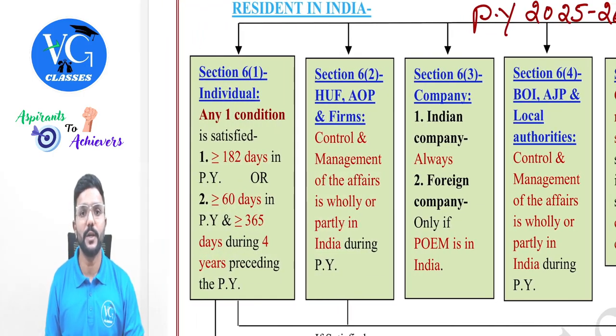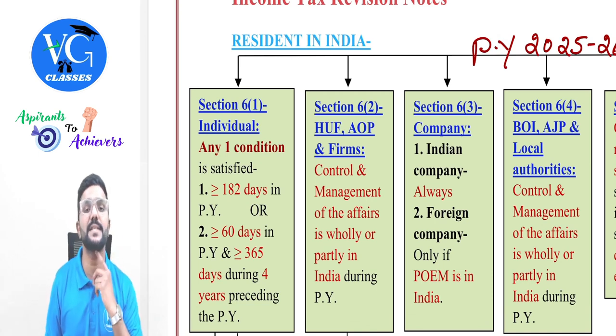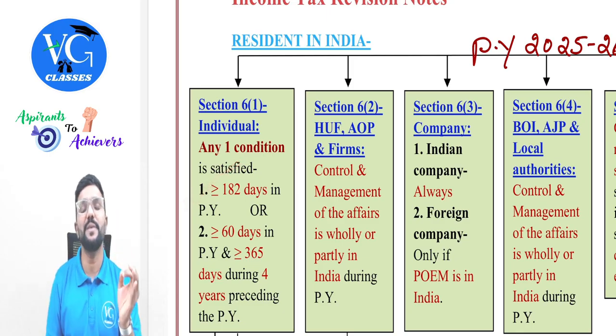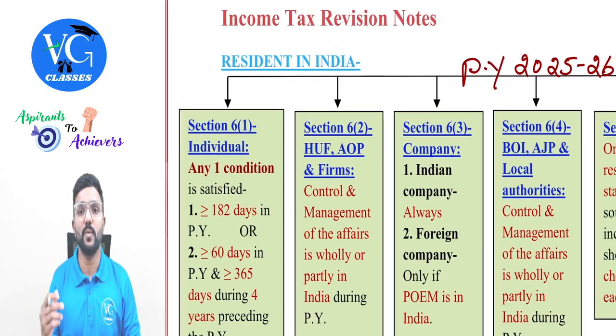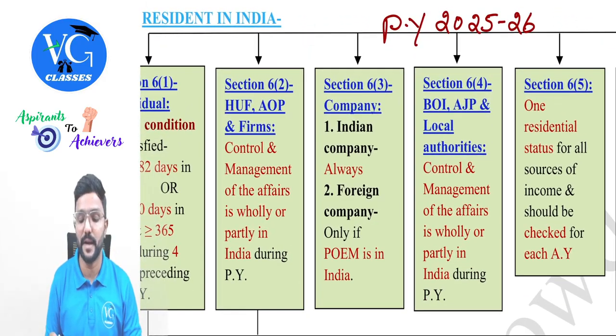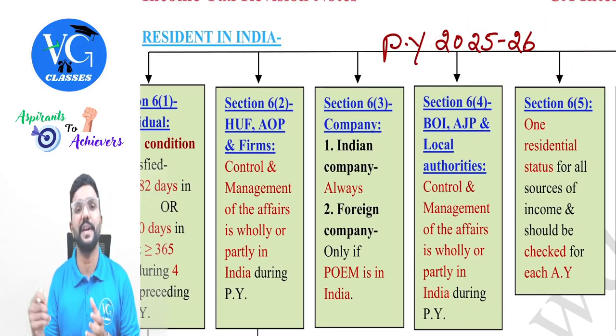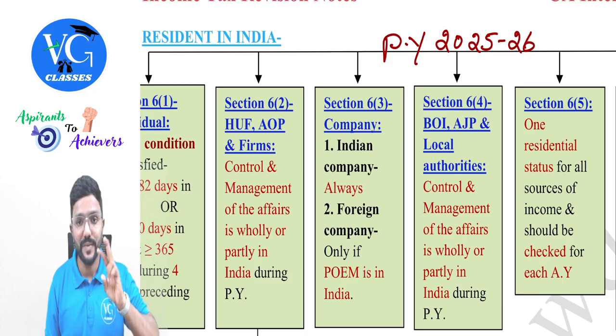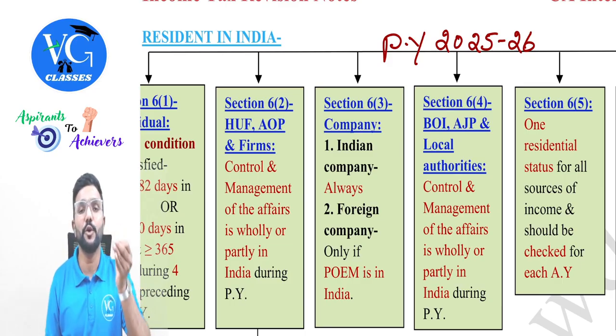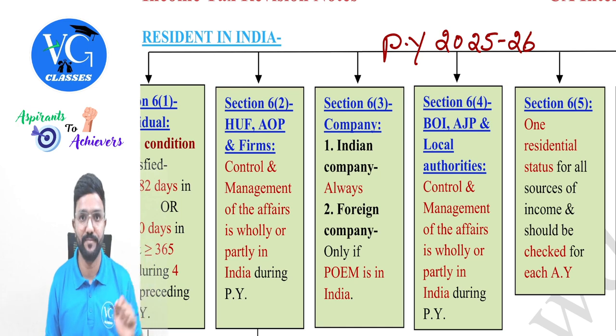So as I told, there are two basic conditions given in section 6 subsection 1, guys. What are those? First, an individual should be in India for a total period of 182 days or more during previous year. Sir, previous year means what is the previous year applicable for your exam? It is 2025-26, guys. So we need to count how many days he or she was in India during the previous year. Yes, and while counting, the date of arrival as well as the date of departure is considered to be in India irrespective of the time.